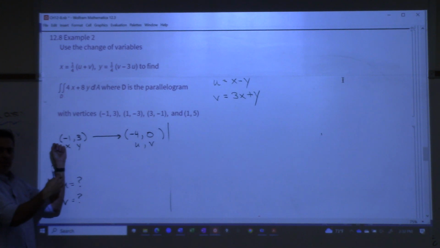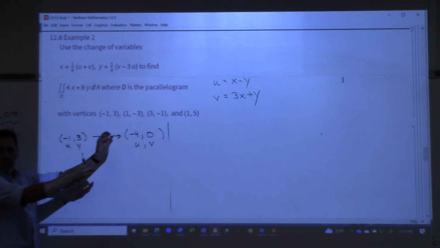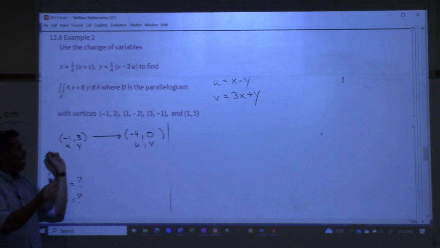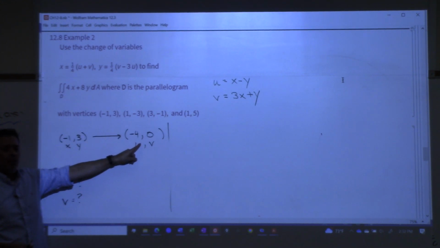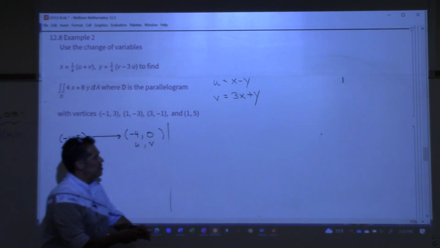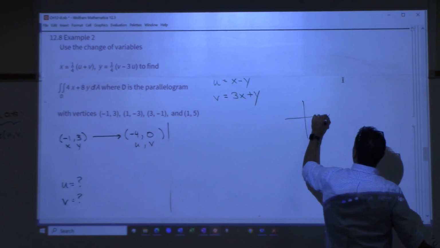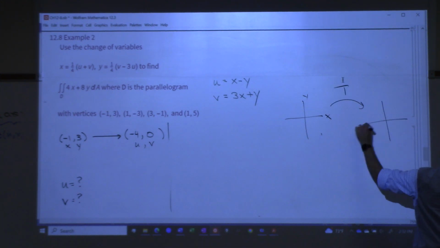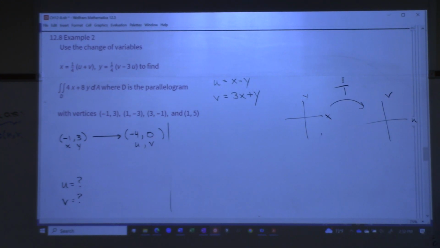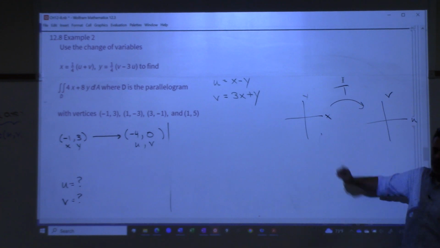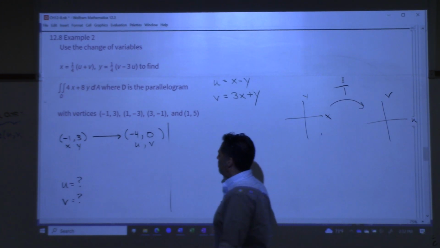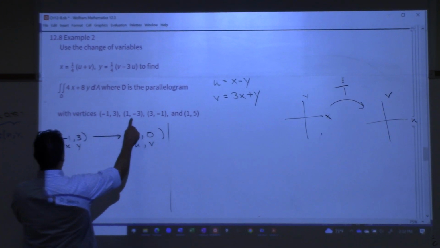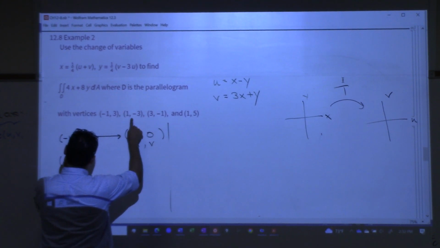Okay, so in the xy coordinate system, this was one of the vertices of my parallelogram. And when I take it through this transformation to these new variables, that's the point in the uv plane, right? So we start out in the xy plane. We're doing some transformation. Capital T takes us into some new plane, the uv plane. And I know that that point went to that point. Let's do the next point. Let's go with 1, -3.